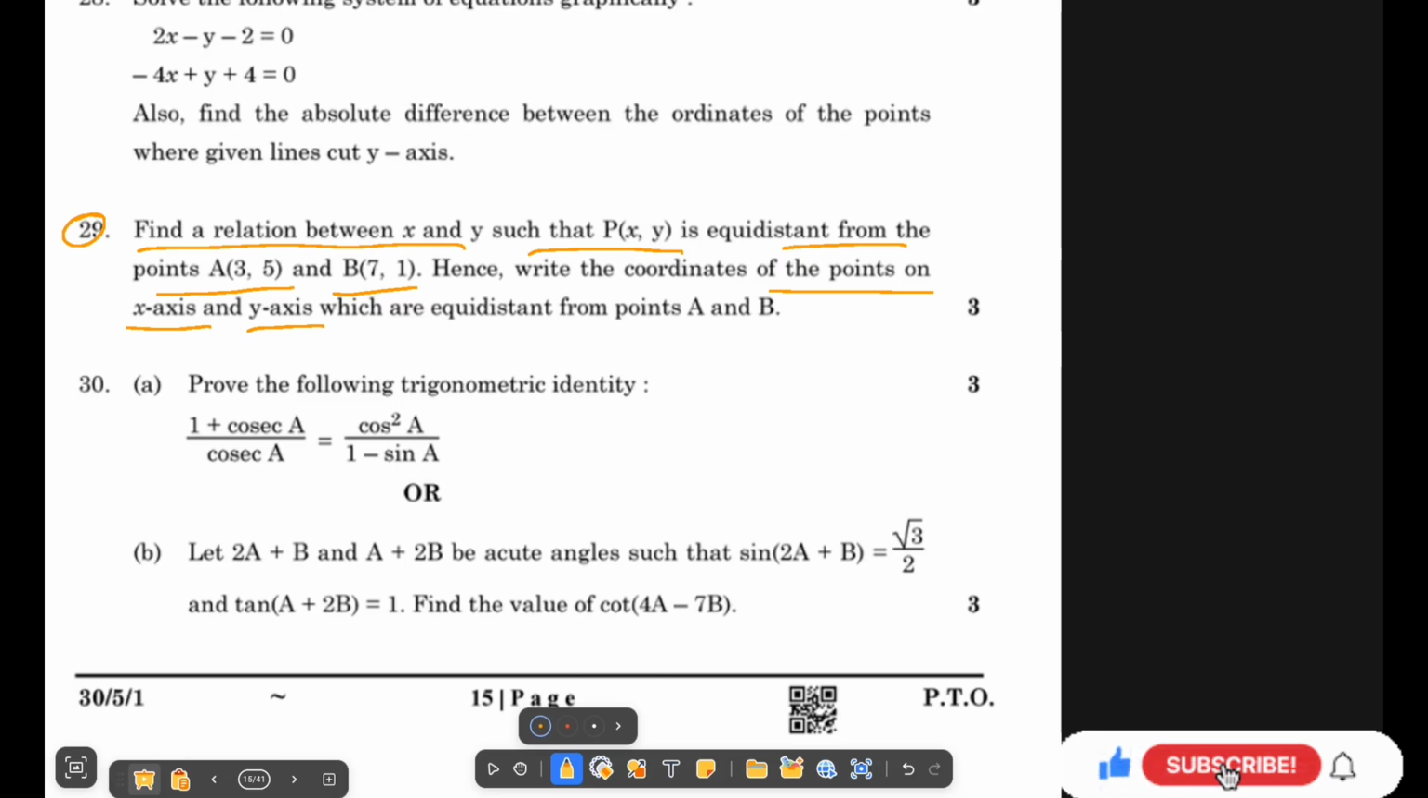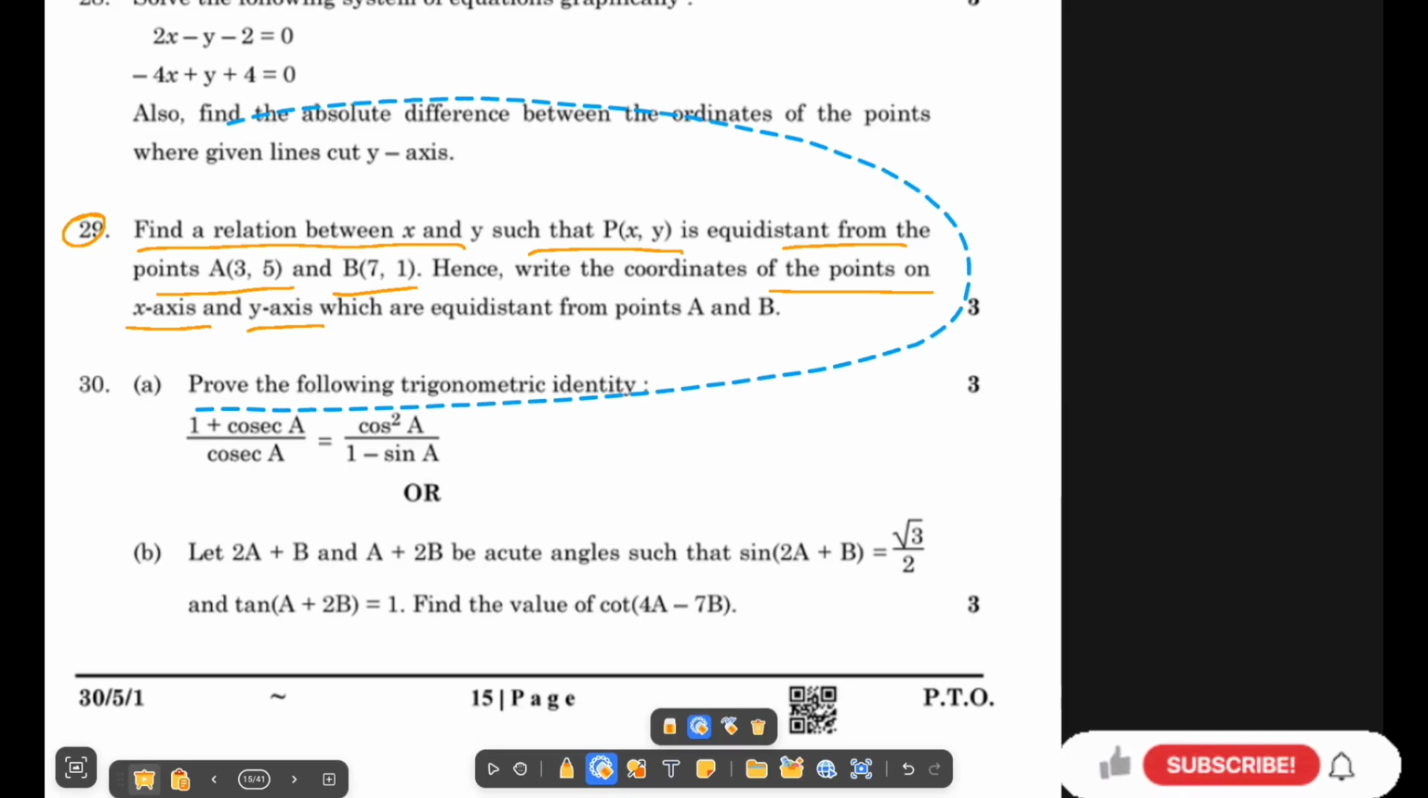So first of all, we have to find the relationship between x and y. Then we have to answer the second part. What is the second part? We have to find points on x-axis and y-axis which are equal distance from points A and B. So if a point is on x-axis, y coordinate is 0. If a point is on y-axis, x coordinate is 0. So let's find the relationship between these.